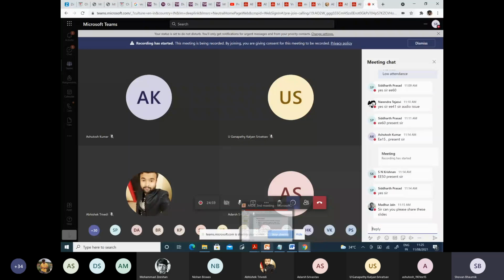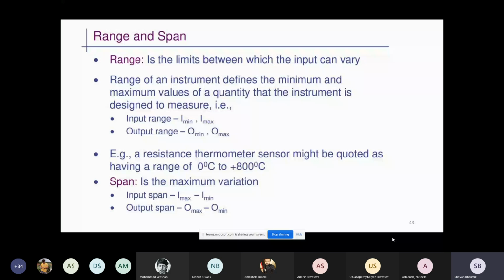So the first thing I should discuss is the range and the span. Whenever we have an instrument, we always want to see what its range is and what its span is. What is the meaning of range? Range means the limits between which the input can vary. Suppose you have a mercury thermometer, maybe not the clinical thermometer, but some simple ordinary room temperature one. Suppose its lower point is 0 and its higher point is 100 degrees centigrade.